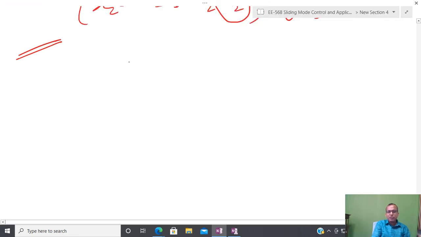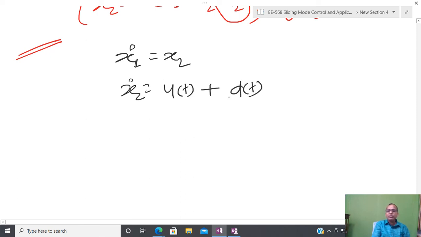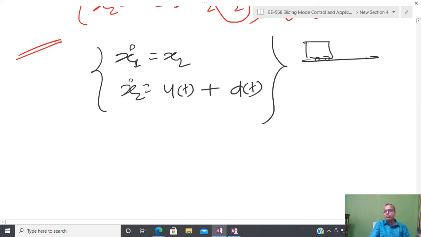Most of the time my system is not so simple like this: x1 dot equal to x2 and x2 dot equal to u(t). I also have a certain kind of uncertainty. Try to take the same example again: you have a car and you have to move this car from point A to point B. I have friction force, some effect of weather, a lot of quantities which are not known to me, and due to that, disturbance always comes into the picture.